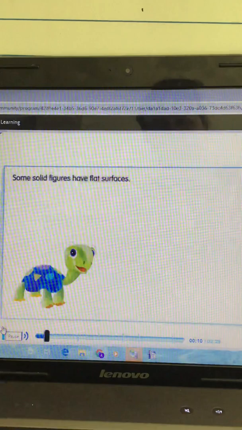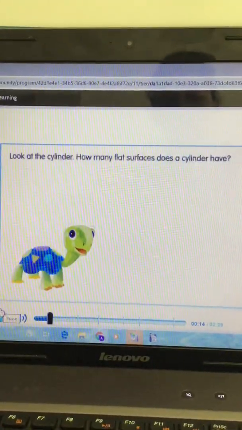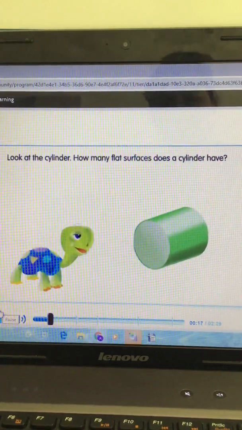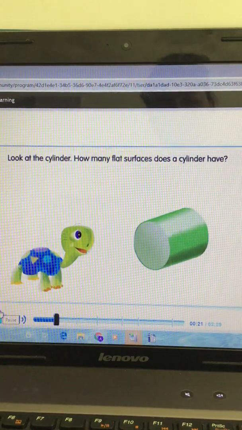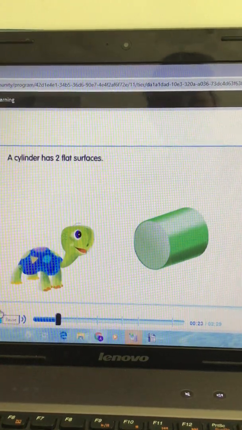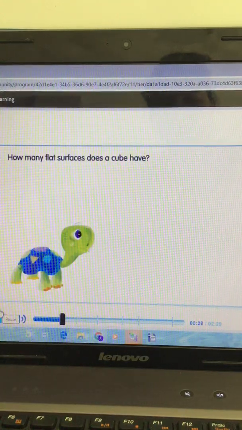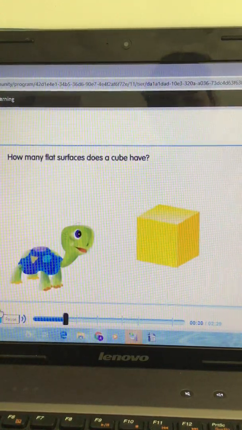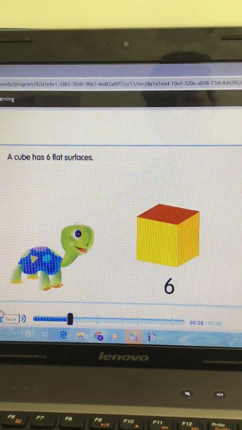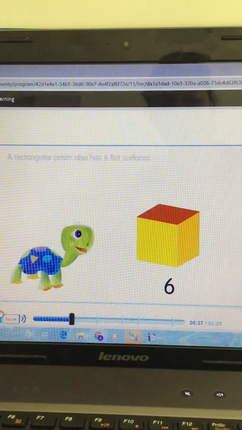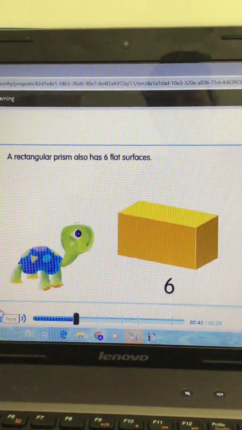Some solid figures have flat surfaces. Look at the cylinder. How many flat surfaces does a cylinder have? A cylinder has 2 flat surfaces. How many flat surfaces does a cube have? A cube has 6 flat surfaces. A rectangular prism also has 6 flat surfaces.